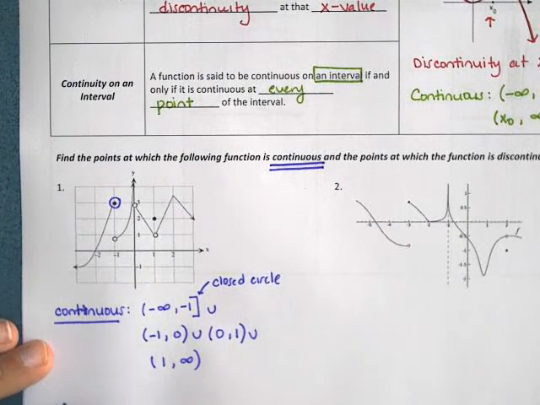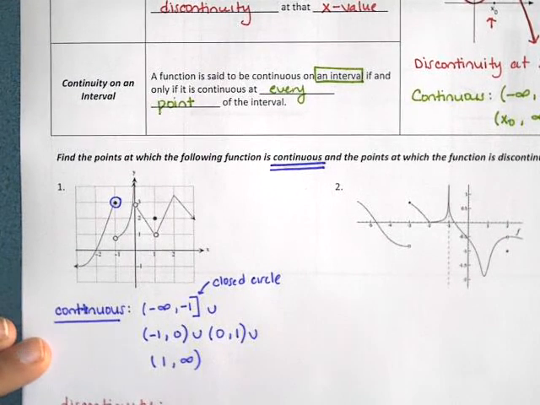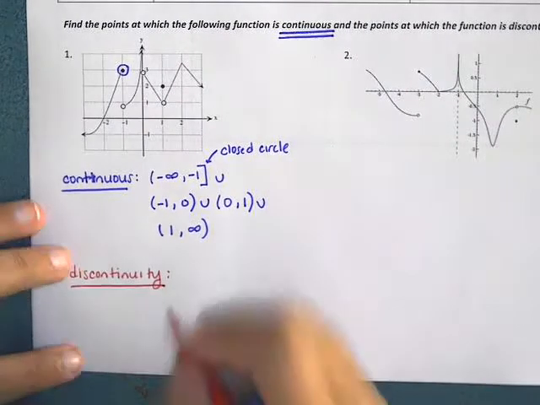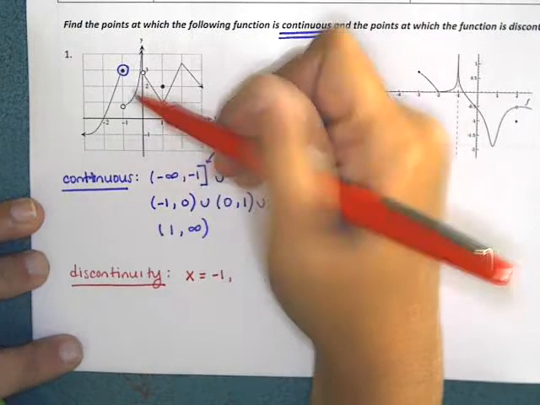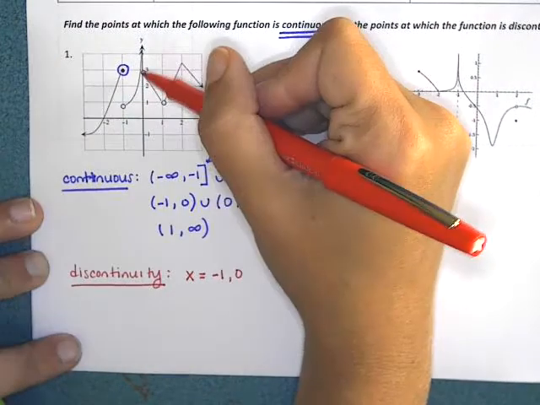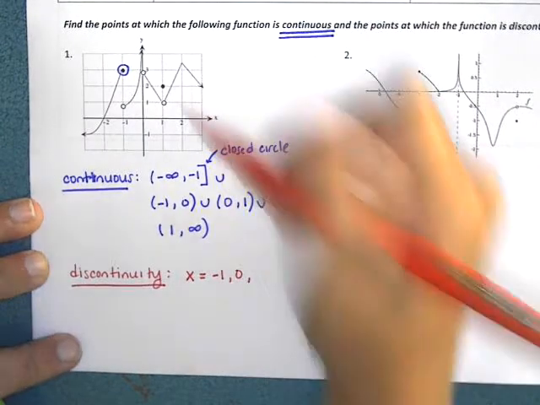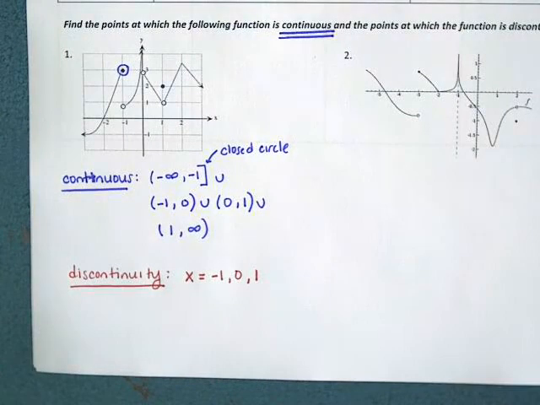So where do you have a discontinuity? Instead of listing intervals, I would list specific x values. So I would have a discontinuity at x equals -1, because that's the first place the graph is broken, at 0, because that's the next place the graph is broken, and at +1, because that's the next place the graph is broken.